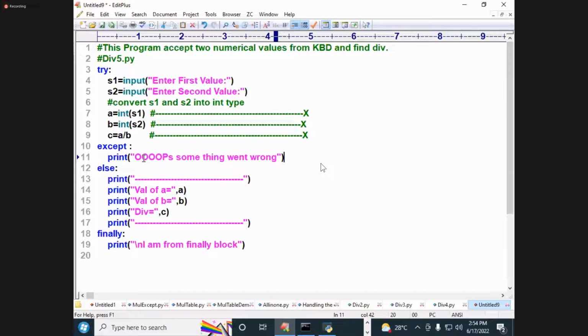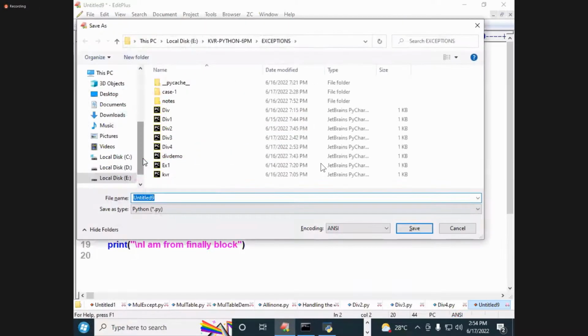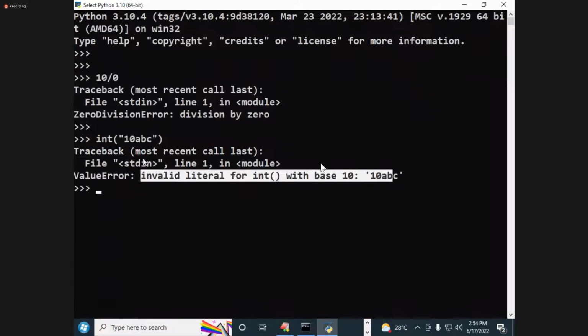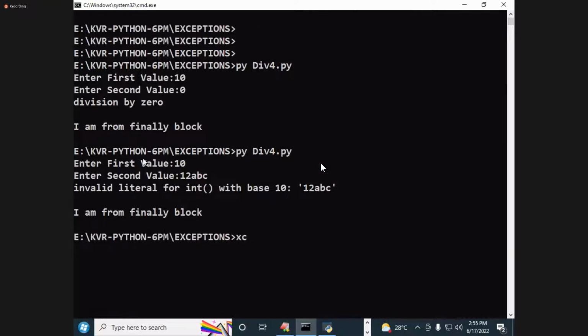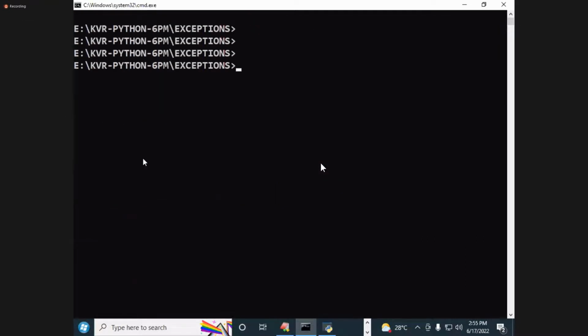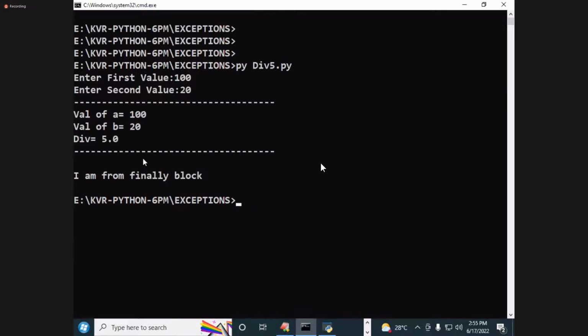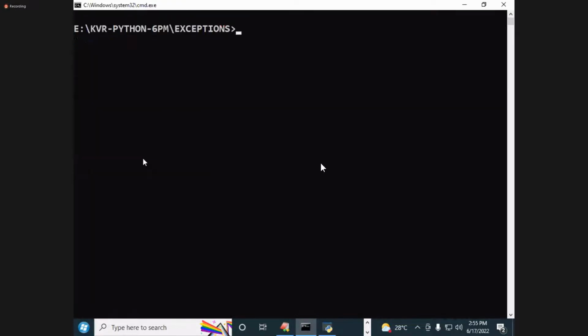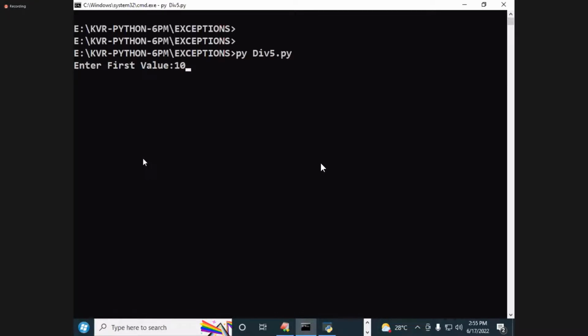Right. So div5.py, save this code. Go to that and execute. Now see, py div5, enter the value 100, 20, no exception. Perfect output is coming. Coming to this one, see that 10 and 0. What is happening with 10 and 0?